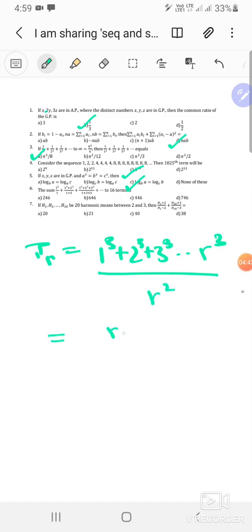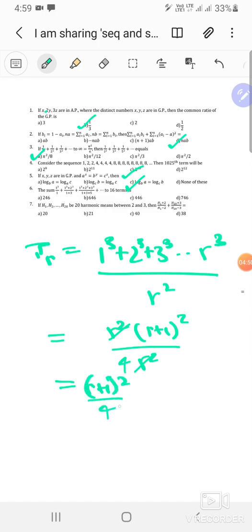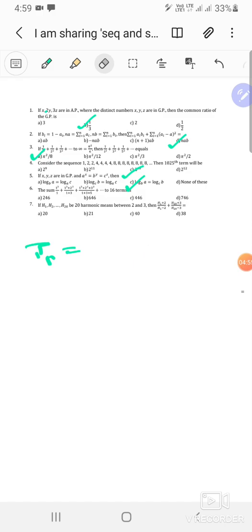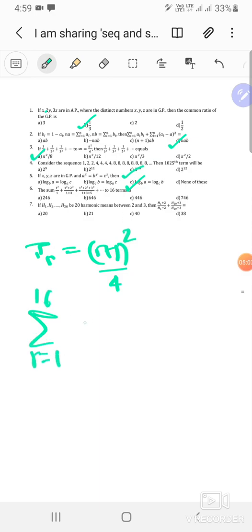So this can be written as r squared into r plus 1 squared upon 4r squared, but that cancels. So r plus 1 squared upon 4 is our t r, the general term. If we sum this up from r equals 1 to 16, that will be the same as the sum from r plus 1 equals 2 to r plus 1 equals 17.